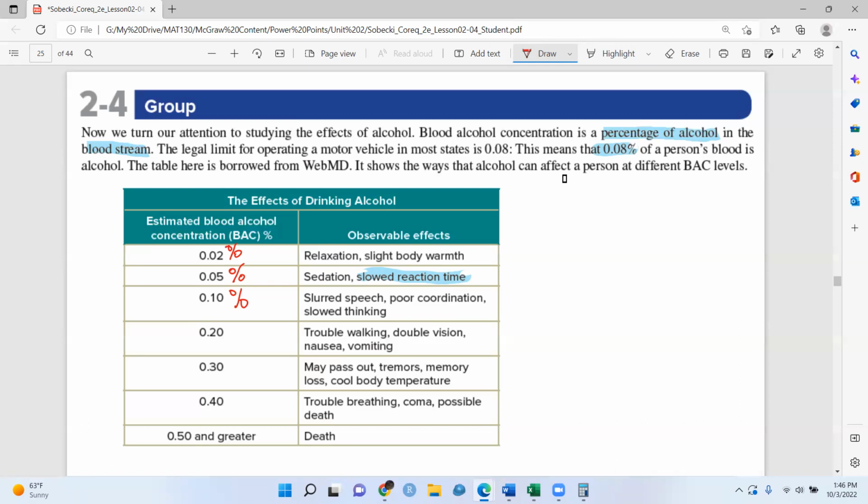So I believe, does this mean that if you're at 0.08%, you're not in trouble? The legal limit, or does it have to be under that? I don't know. I guess we could look it up.